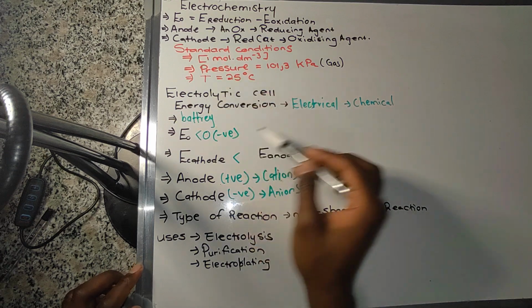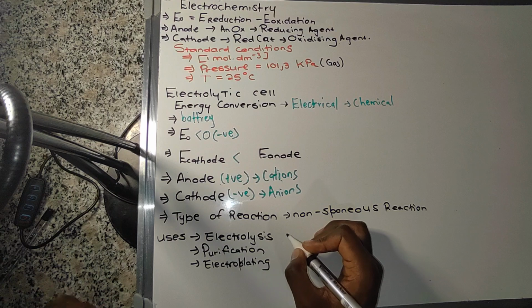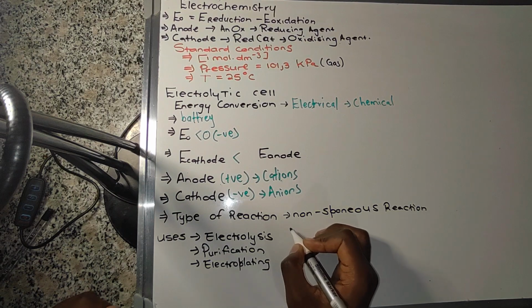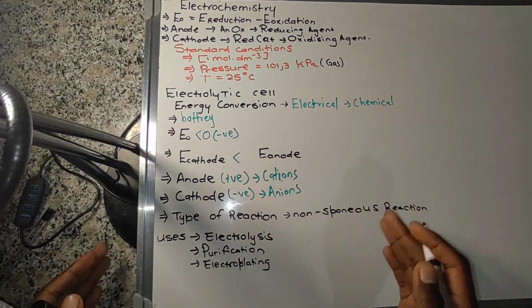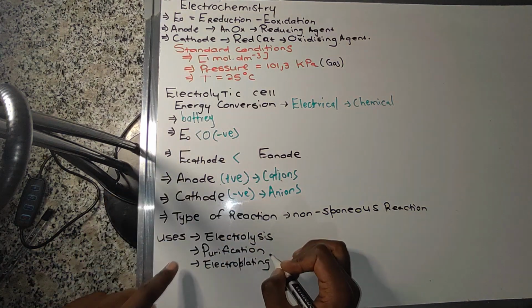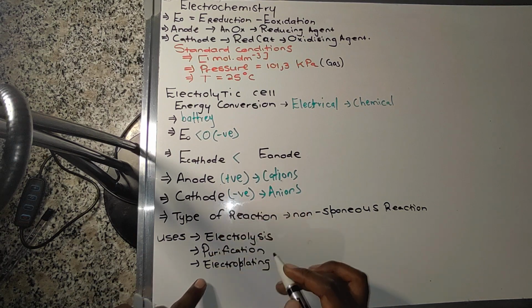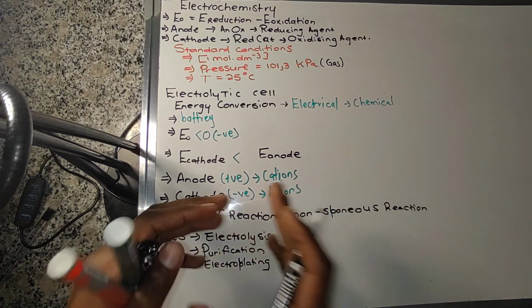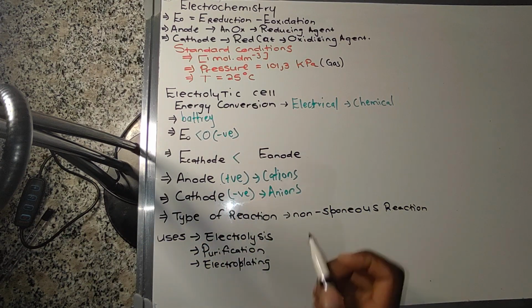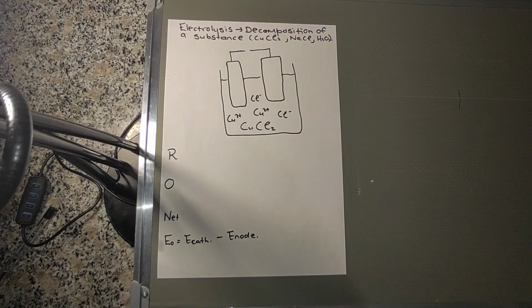We use an electrolytic cell as electrolysis. So remember, electrolysis is simply the breaking down of a substance, the decomposition of a substance. We use electrolysis to purify substances, metals, and then we use electrolysis for electroplating. Electroplating is simply when we coat one metal with another metal. Let us go over electrolysis to make sense of it. And electrolysis is simply the decomposition of a substance.